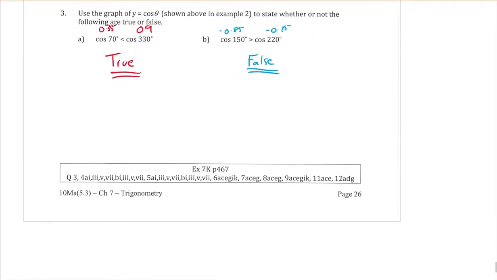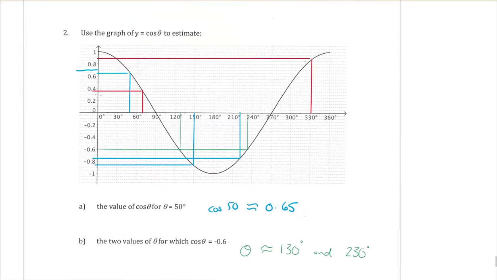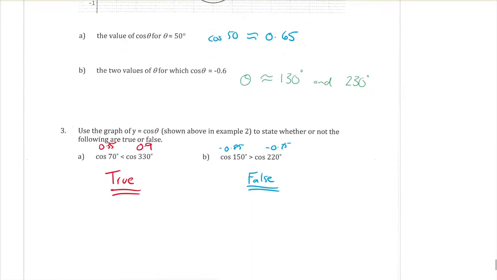Okay, so that's what you need to do for this last exercise here. You may find it helpful to use the graphs that we've drawn in the booklet here. The ones in the textbook don't have a very accurate scale.